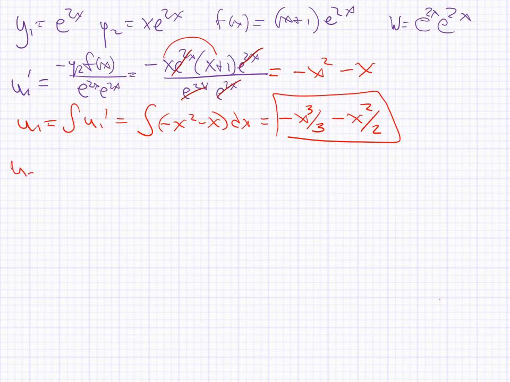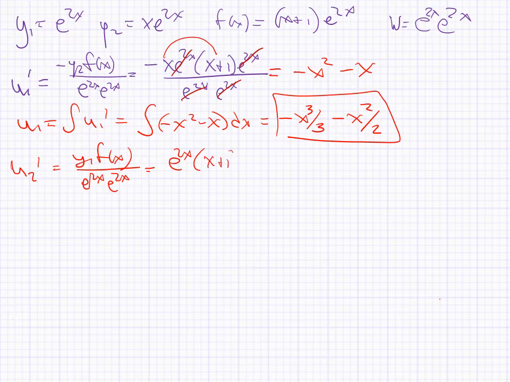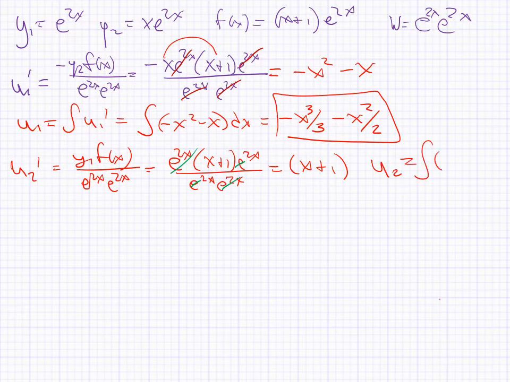All right, then we go u2 prime, which was y1 f of x over the same denominator, e to the 2x, e to the 2x. Well, y1 is e to the 2x, f of x is x plus 1 e to the 2x. I have e to the 2x, e to the 2x, and you see again, cancel, cancel, cancel, cancel. So we get x plus 1. If that's u2 prime, then u2 is just going to be the integral of x plus 1 dx, which is real easy to find. So then we get u2 to be x squared over 2 plus x.